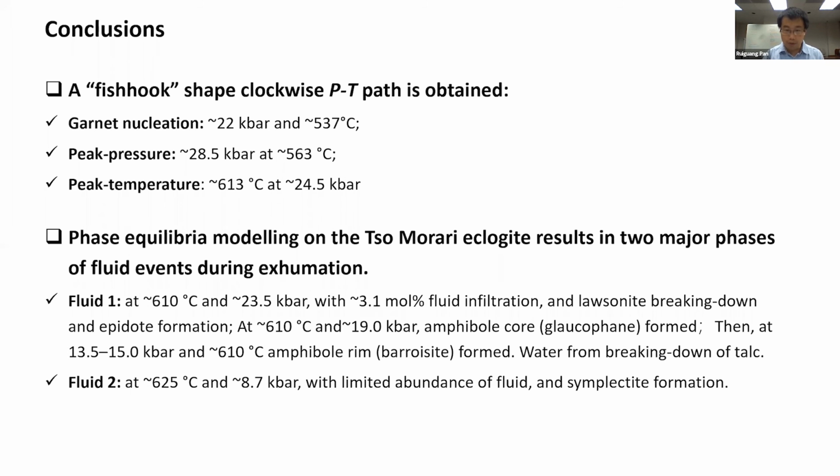The second conclusion is that we got two major phases of fluid events during eclogite exhumation. Fluid 1 is about epidote formation at the cost of lawsonite and released 3.1 more percent fluid at 610 Celsius and 23.5 kbar. The formation of the amphibole core and rim is from 19 kbar to about 14 kbar at 610 Celsius. Those waters are from breaking down talc based on the modeling. Fluid 2 is about the formation of the symplectite around the omphacite grains. The PT conditions are about 625 Celsius and 8.7 kbar.